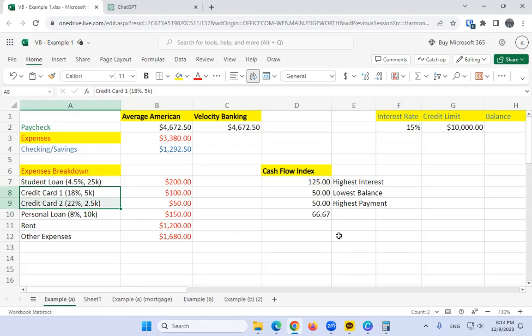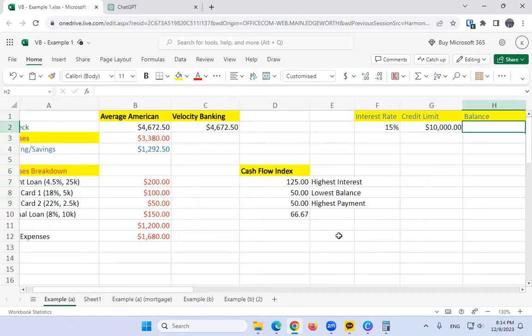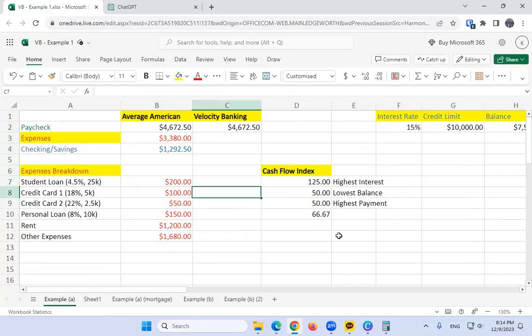So this is what I'm going to do. I'm going to move both of these into this line of credit balance. So they'll be 7,500, right? And then now this is going to go to 0. This is going to go to 0, right? All the rest is going to stay the same.